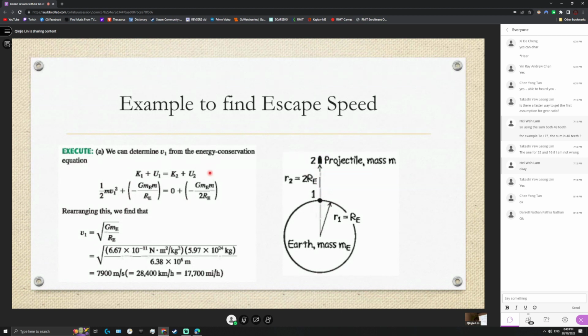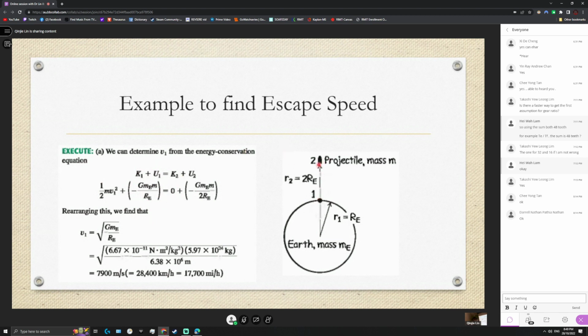And now you can use your energy conservation equation. At point 1, you have half mv squared. It is the point where you will shoot this thing up with some speed, right? Half mv squared. Then at point 1, you will put your general form of the potential energy inside here, which is minus GMm over R. That's for point 1. Then for point 2, the energy must be the same, right?